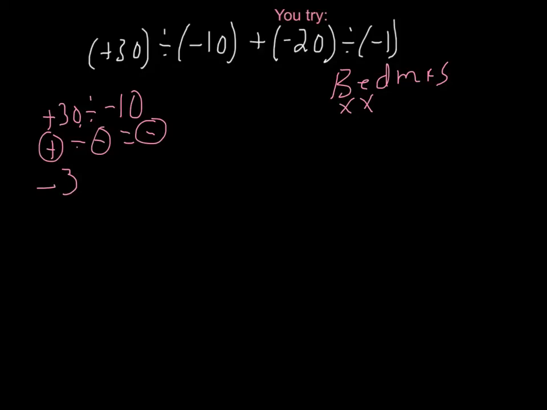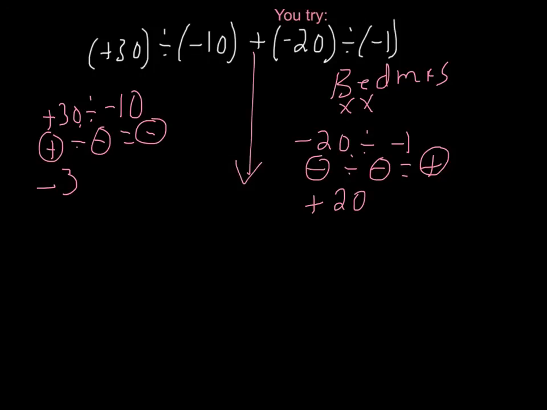Then we move on to this side of the equation. We've got a negative 20 being divided by a negative 1. Same thing, sign rule. Negative divided by a negative. Same sign, it's going to be positive. And 20 divided by 1 is just 20. So now all I can do is bring this back into the middle here. So our new question will be negative 3 plus a plus 20.